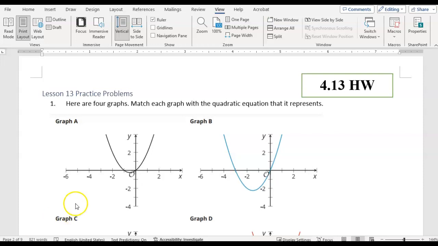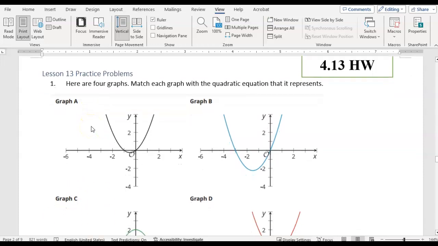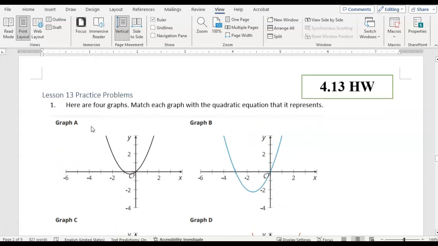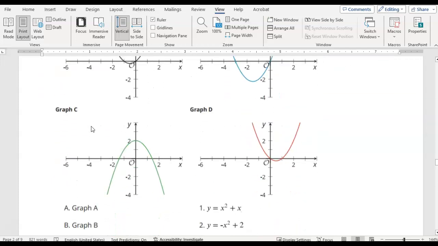Hey everyone, welcome to homework 4.13. So today we looked at how to write an equation from the graph that we see. And so I'm going to start by going over the homework and then I'll go back and look at a couple of the classwork problems.